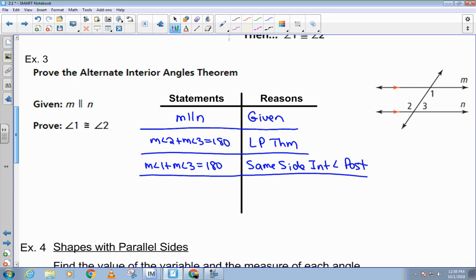Okay, so what do I notice about both of these sums? They both equal 180. And when you've got two things that are equal to 180, what can you do? Set them equal to each other, right? They're both equal to 180, so they can be equal to each other. So you can do the measure of angle 1 plus the measure of angle 3 equals the measure of angle 2 plus the measure of angle 3. What would that be called?